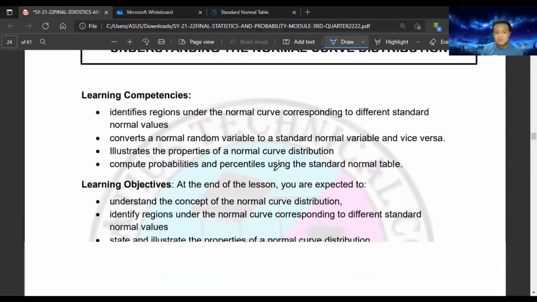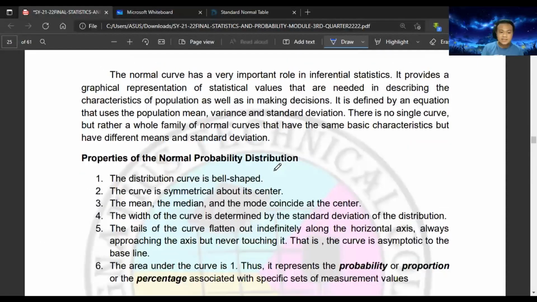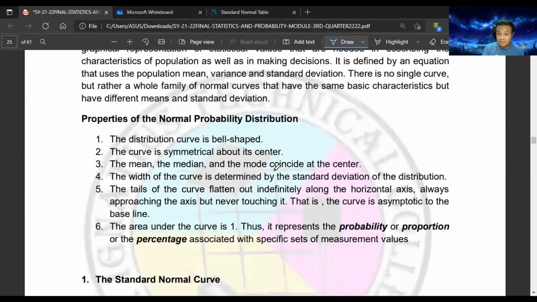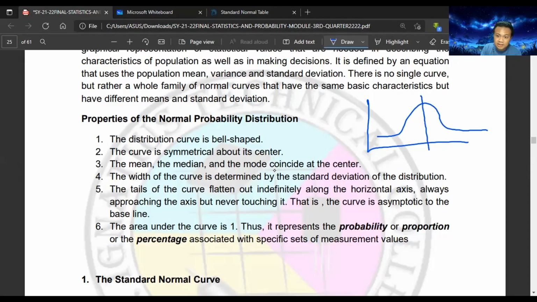So, the normal curve distribution. Its properties: what you see is that it looks like a bell shape. It is symmetrical about its center. The mean, median, and mode are all here in the center. The average is in the middle, the median, the middlemost value, is in the middle, and the most repeated value, which is the mode, is also in the middle.